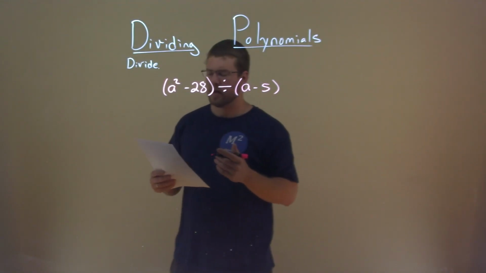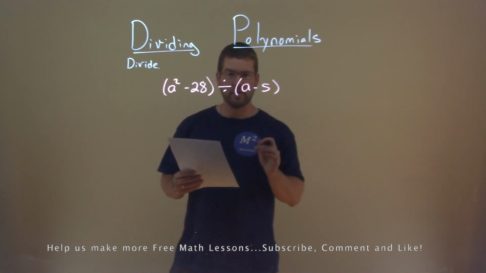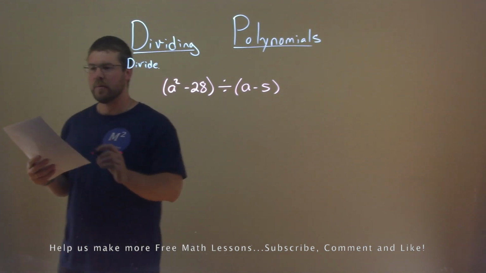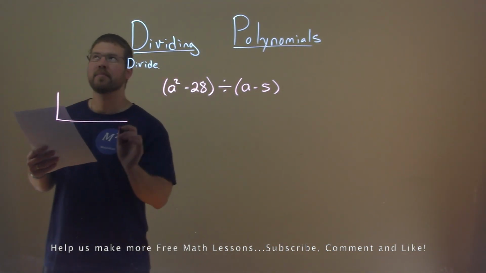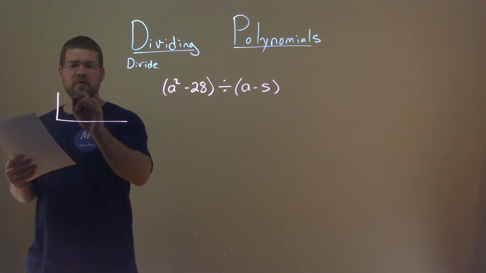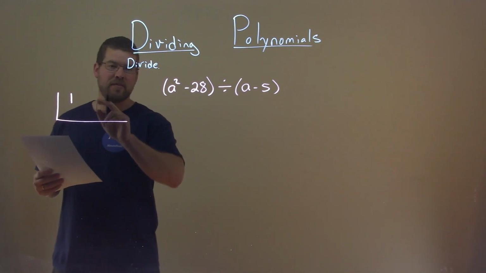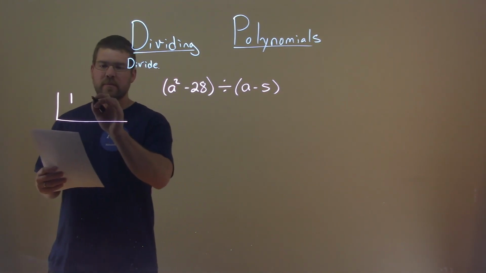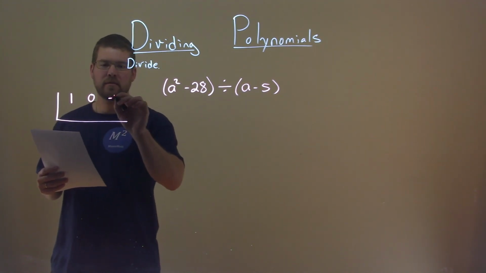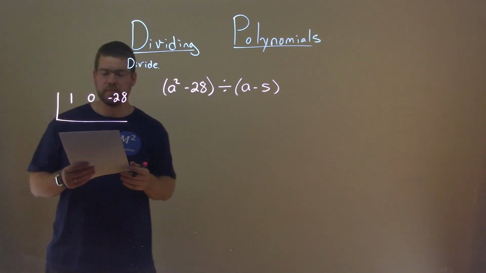We're given this problem right here, a squared minus 28 divided by a minus 5, and we need to divide this. Well, let's use synthetic division. We have to be careful. Okay? Well, let's set it up here. Coefficient in front of a squared is a 1. We don't have an a written, but it needs to have a place value here. So that's going to be a 0a inside of here. Then we can put the minus 28. Be careful. If you forget that 0, the whole thing will be wrong.